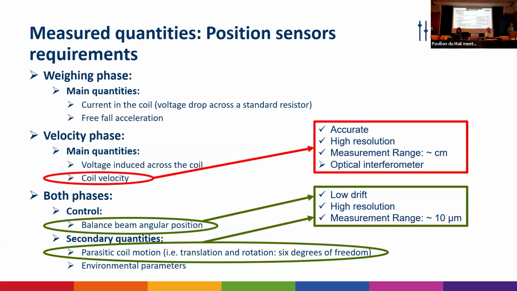The second one concerns the measurement of the angular position of the beam. Again, we can use more or less commercial sensors, but the largest requirements in terms of measurement concern the coil velocity measurement, because we need here to measure this with a very high accuracy level, at high resolution level, and it implies the development of a specific measurement system and of specific interferometers. So I'm going to talk about all this.